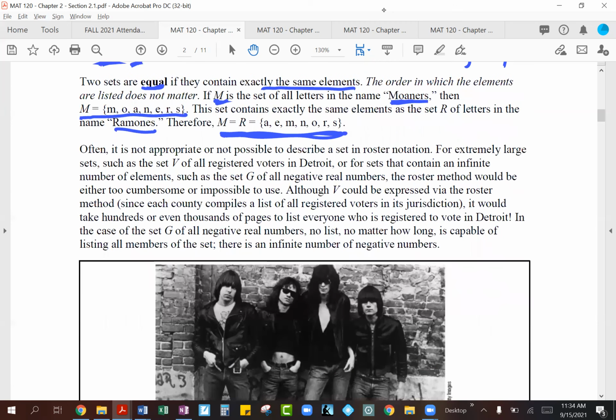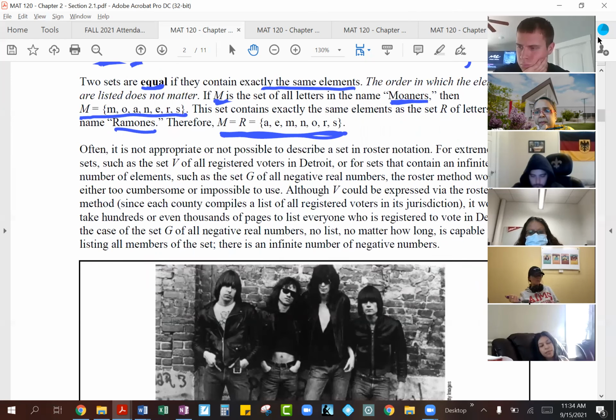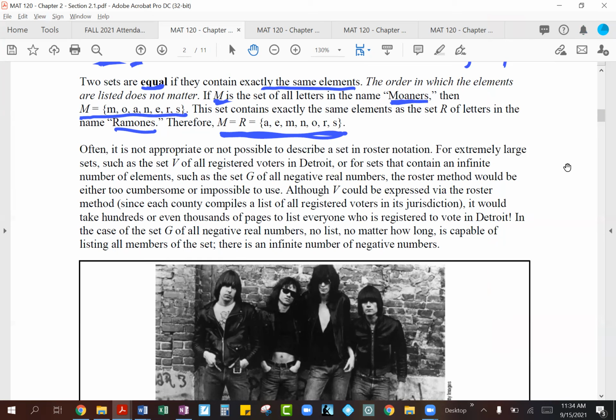And if you go back and think about chapter 1, we had talked about two statements being equivalent, or two sentences being equivalent, if we did the truth table, right? And all the values came out to be true. So in this case, as long as all the elements are the same, you've got two sets being equal to each other.